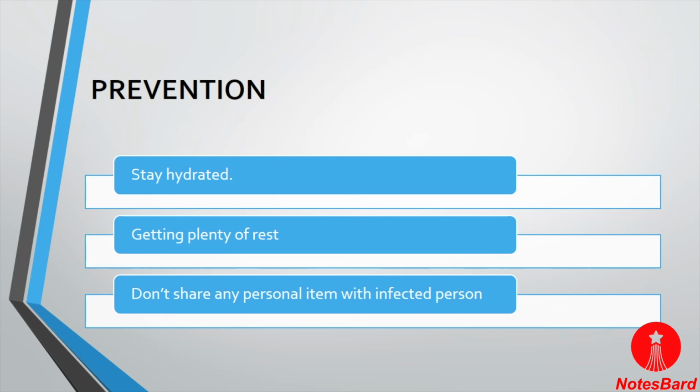These prevention methods include staying hydrated, getting plenty of rest, and the most common and most important one: do not share personal items like toothbrushes or towels or many other personal items with the infected person, because the virus spreads with the saliva of the infected person. So these are some prevention methods by which we can protect ourselves from this virus. In this video we have discussed the Epstein-Barr virus, the common diseases caused by this virus, and how we can protect ourselves from this virus.